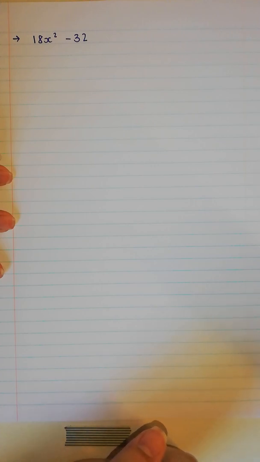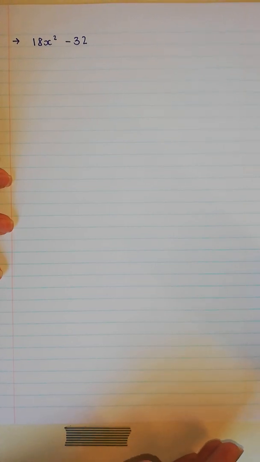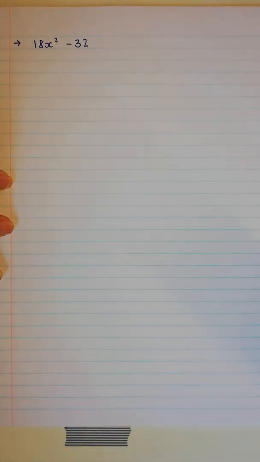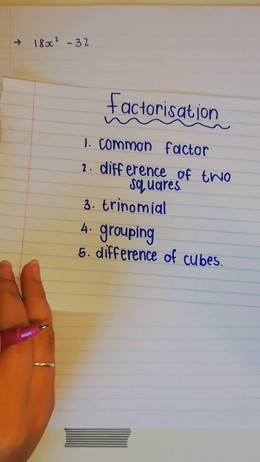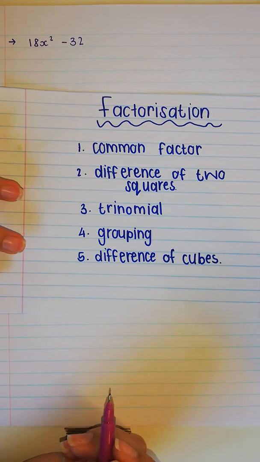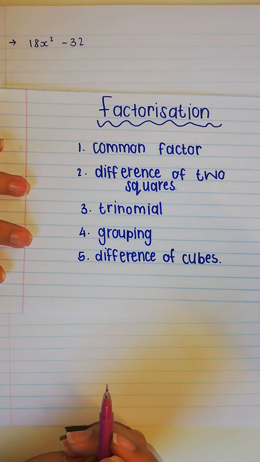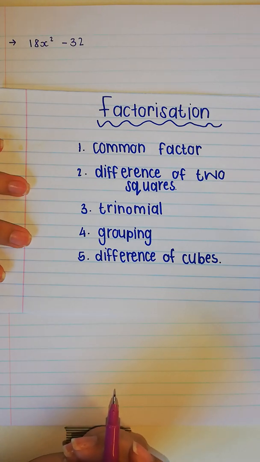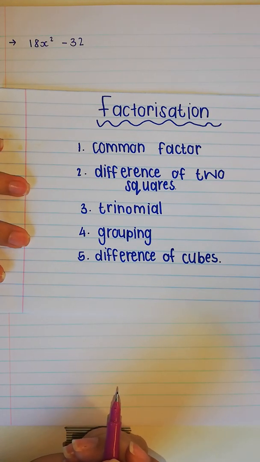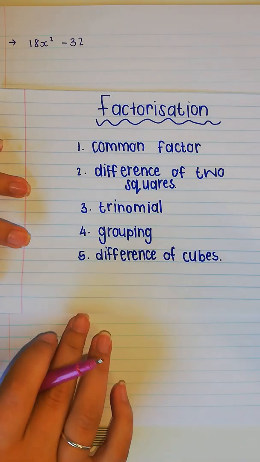Remember in part 1, I told you about the different strategies you can use to factorize, and that you need to memorize all of them in that specific order. If we look back, they are: firstly, common factor; second, difference of two squares; thirdly, trinomial; 4, grouping; and 5, difference of cubes. Now please remember them in this order because this is the order you are going to follow.